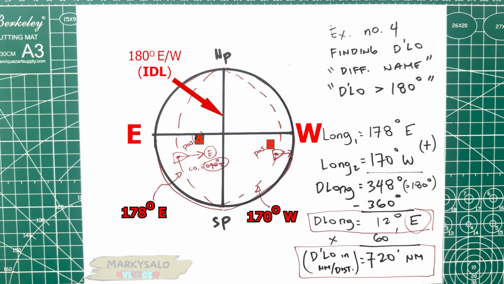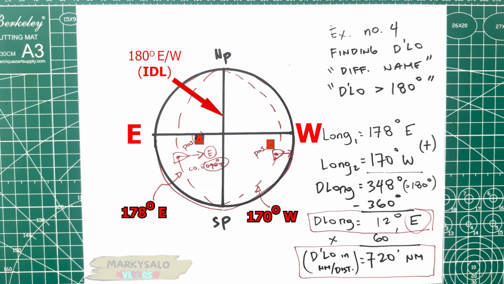So it's obvious that our longitudes have different names, so the operation will be plus. 178 degrees plus 170 degrees will give us the answer of 348 degrees. According to the rules of DLO, the answer should not be more than 180 degrees, and if it exceeds 180 degrees, we need to subtract it from 360 degrees. So 360 degrees minus 348 degrees is 12 degrees. So our DLO is 12 degrees and the name is east.